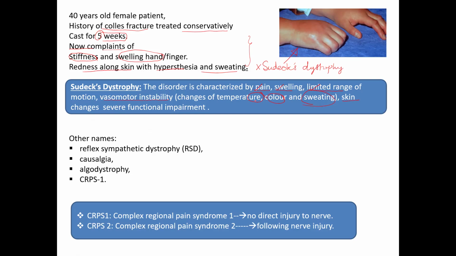With the skin changes, this causes severe functional impairment to the patient because there is loss of movement, there is stiffness, and the patient always has pain. So it may disturb sleep and all. It may be called by different names. One is reflex sympathetic dystrophy, the old name, otherwise called causalgia or algodystrophy. The new terminology now entered in the books is CRPS, complex regional pain syndrome.